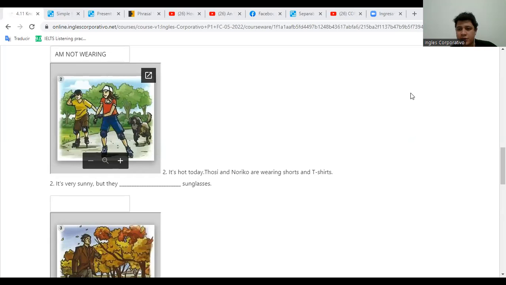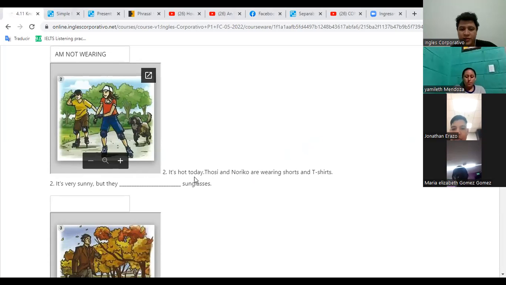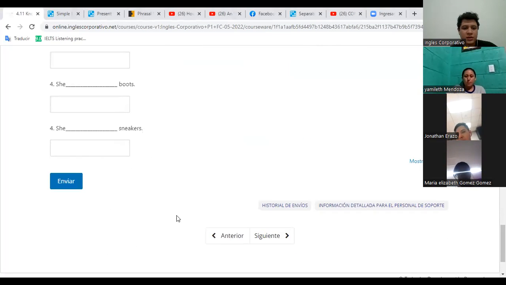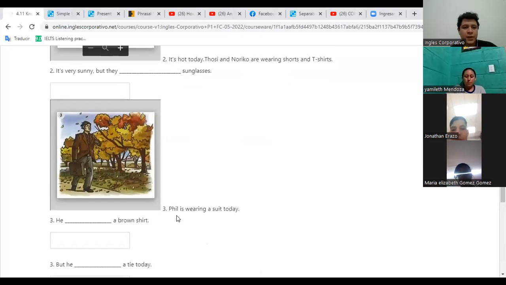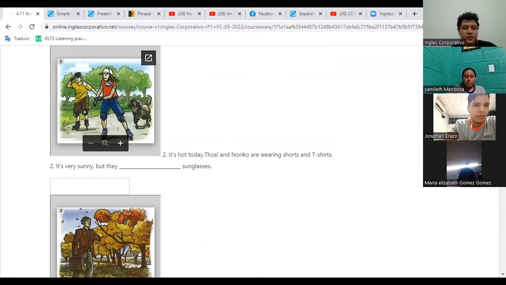Okay, hello guys. Welcome back. We are going to finish this exercise. We are not going to do all of them because there are too many, but I'm going to show you what the answers are. Let's start with the first one. It's hot today. Toshi and Noriko are wearing shorts and t-shirts. It's very sunny, but they sunglasses.